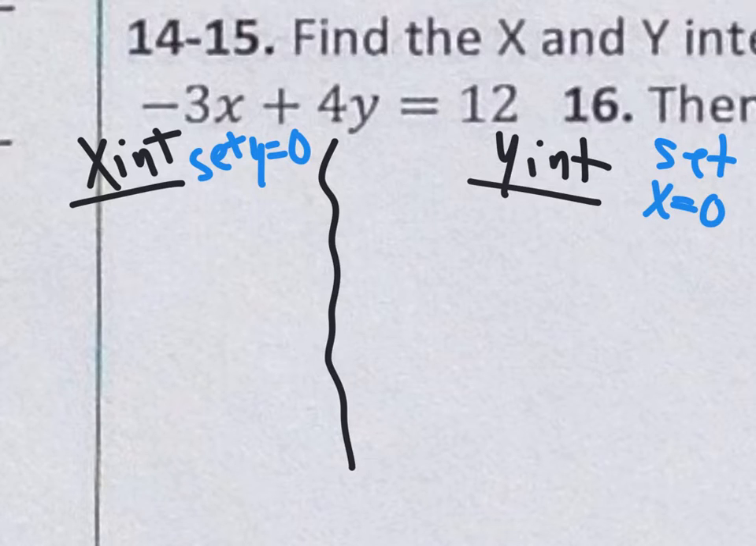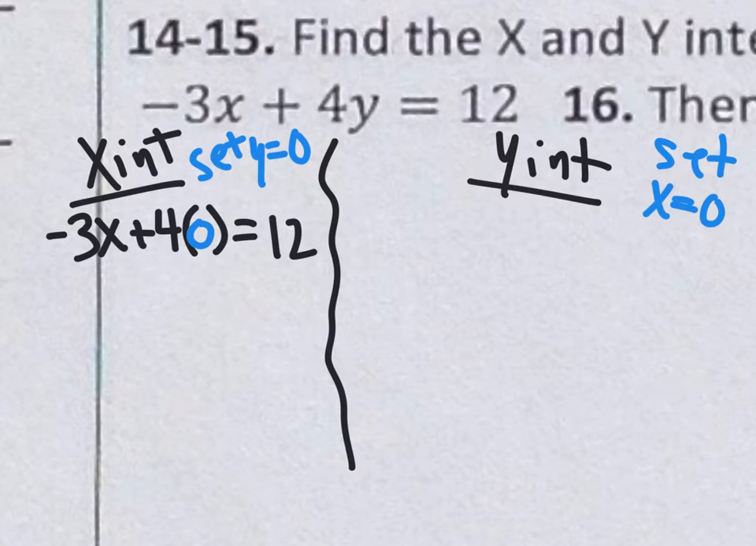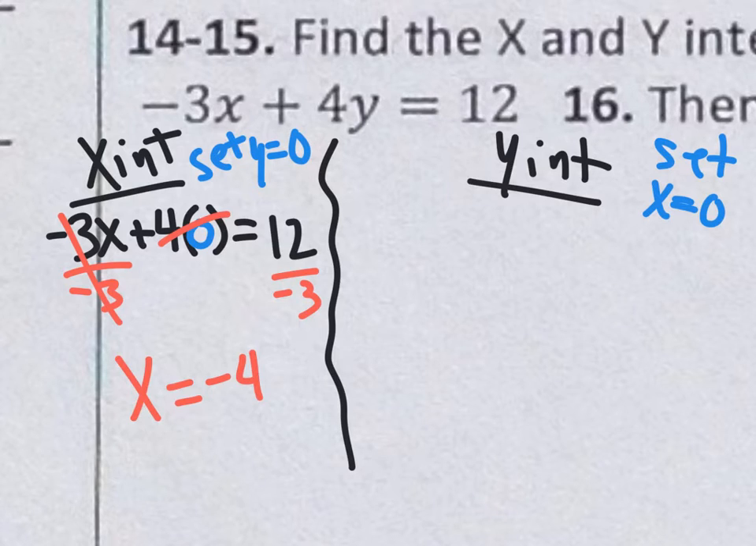So my problem's set up. All I need to do is realize that my Y value has to be 0. Here's Y. Let's put a 0 right there. Let me rewrite this whole thing. So we have -3x plus 4 times 0 equals 12. We all know that 4 times 0 is nothing. So you really just have the equation -3x equals 12. And if you divide by -3 and divide by -3, this will cancel and you'll have x equals -4, ladies and gentlemen. Now remember, that's your X-intercept.